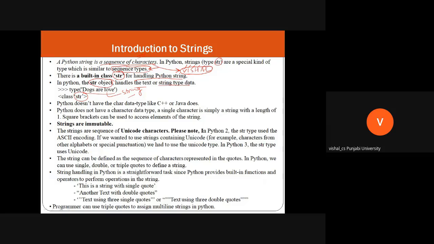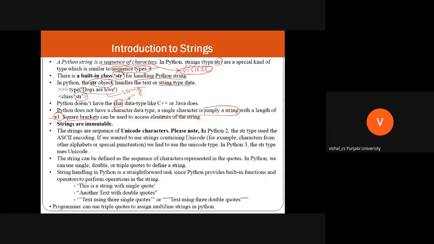Python does not have a char data type. We have always learned the character data type in C, C++, Java or other languages, but Python does not have one. If you want a single character, a single character is again simply a string whose length is 1. So if you have only a single character, you will have a string of length 1.